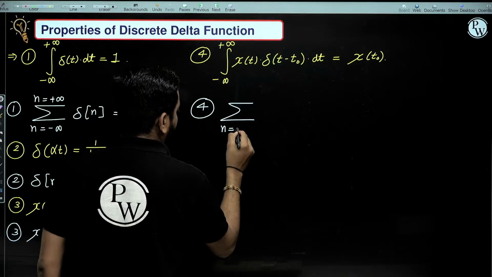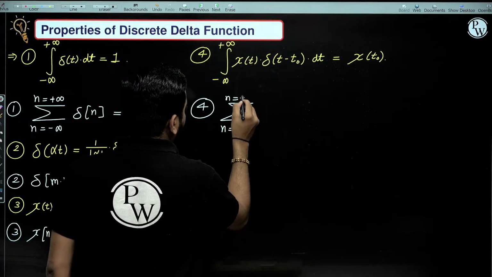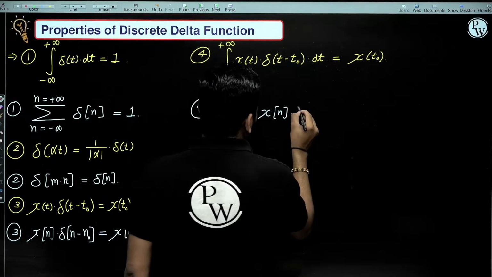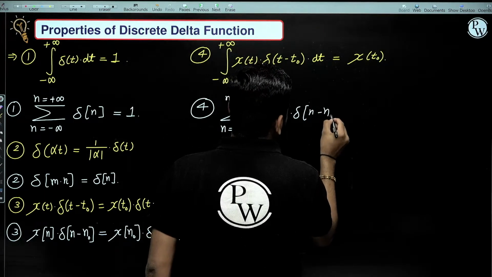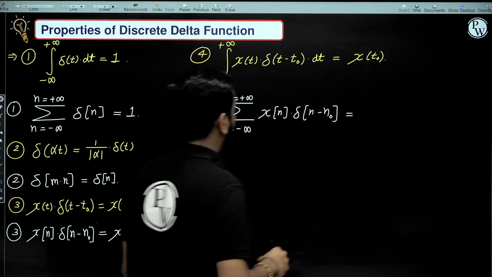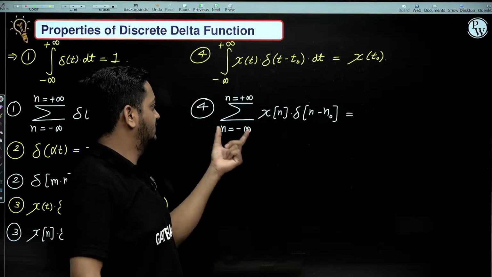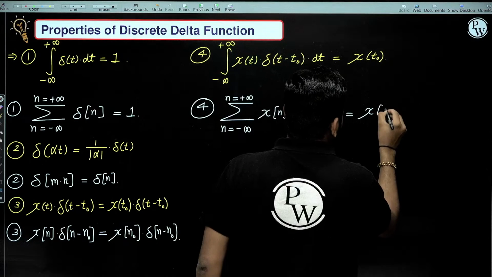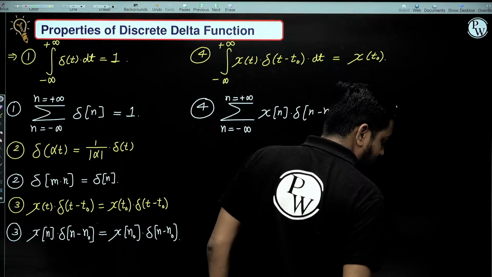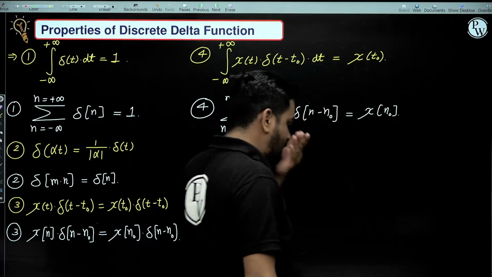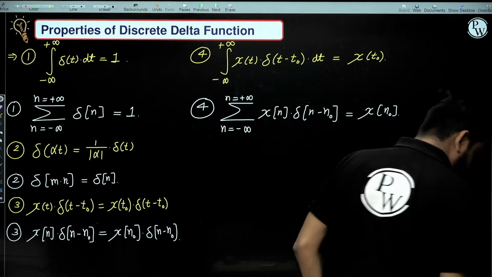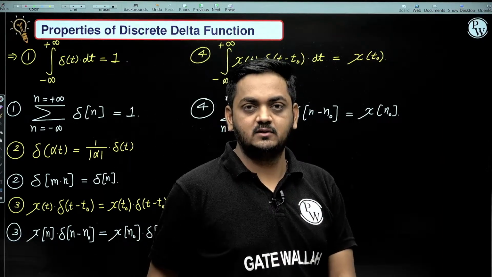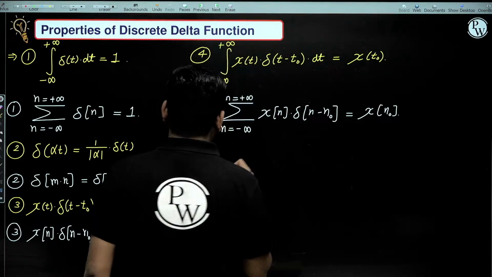Here integration t is from minus infinite to plus infinite. So here summation n is from minus infinite to plus infinite of x of n into del n minus n naught, correct? The answer is x of n naught, guys, correct? X of n naught. No, FFT is not there in your syllabus. No FFT and digital filters, guys, only up to DFT.